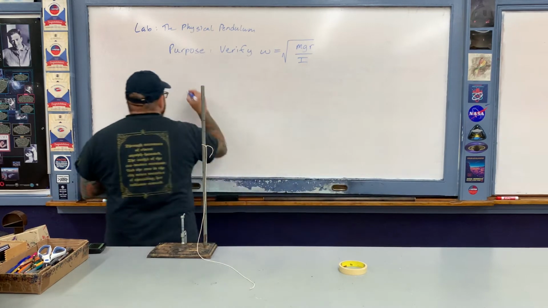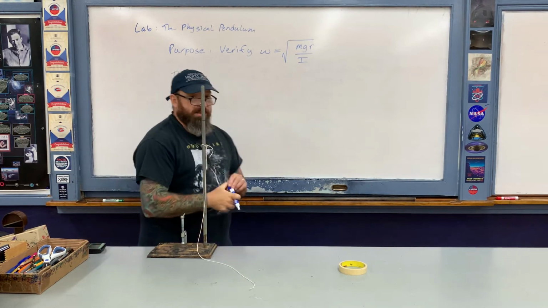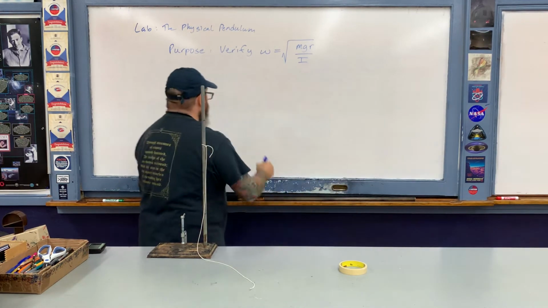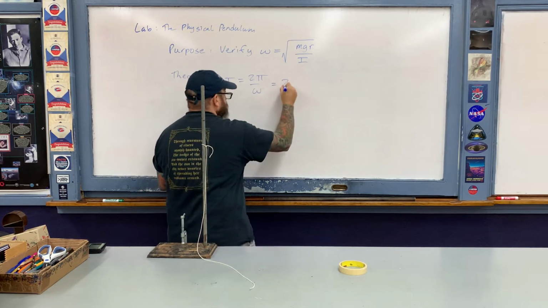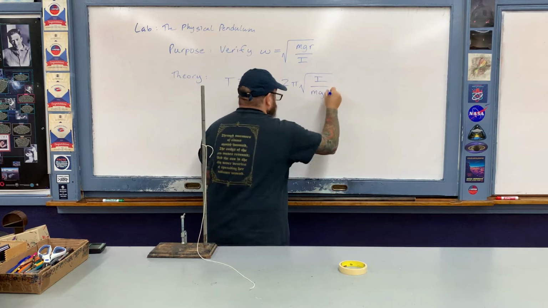Okay, now there is going to be a little bit of theory here behind the exercise. When we do get to the oscillations in just a few moments, of course, you're going to measure the period with a stopwatch. So let's go ahead and write the period here, capital T, as 2 pi over omega. That's equal to 2 pi multiplied by the square root of I over mgr.